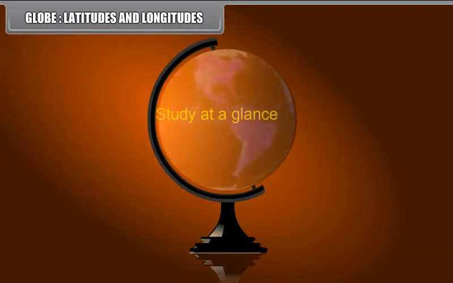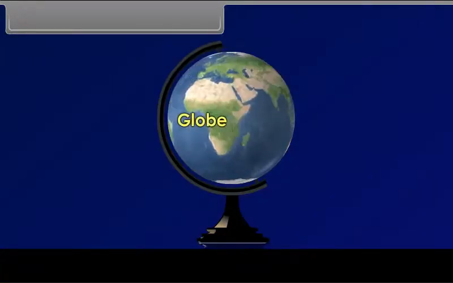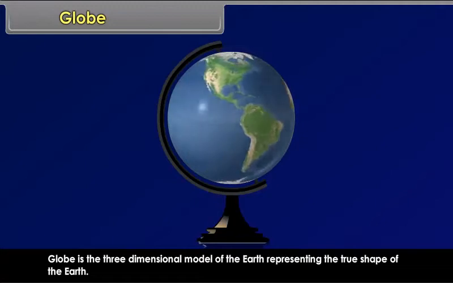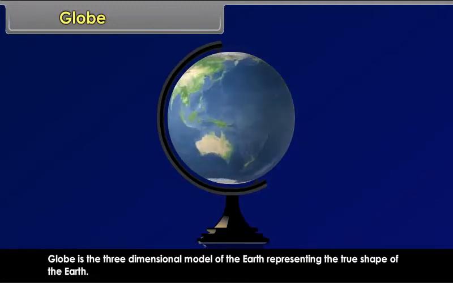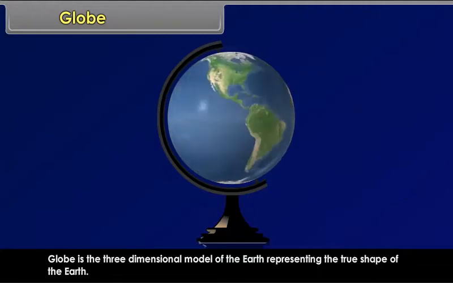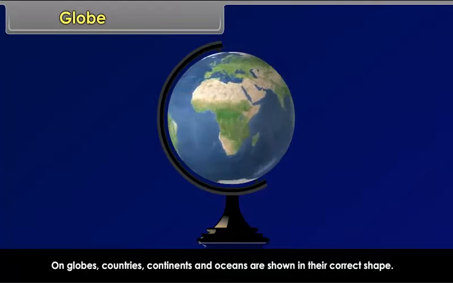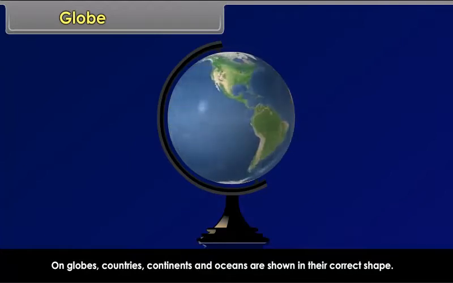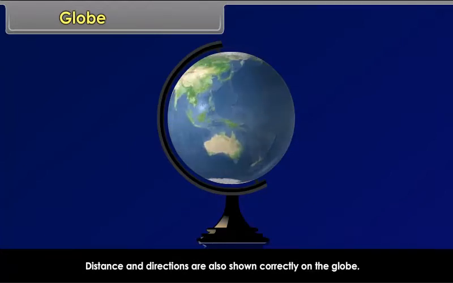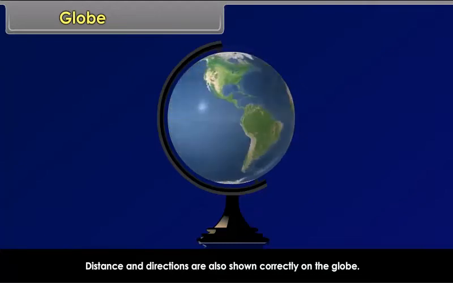Study at a glance. Globe, latitudes, longitudes. Globe. Globe is the three-dimensional model of the earth, representing the true shape of the earth. On globes, countries, continents and oceans are shown in their correct shape. Distance and directions are also shown correctly on the globe.